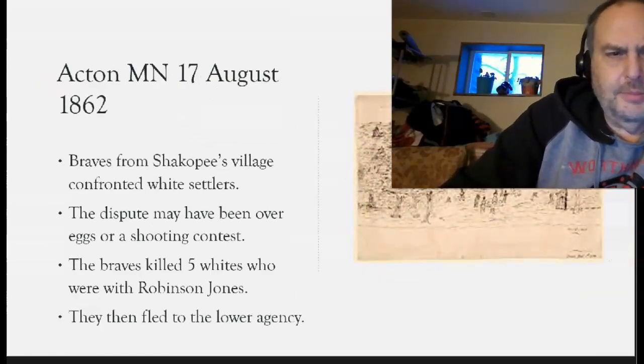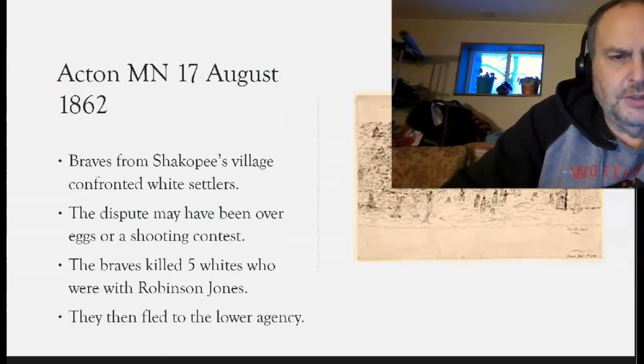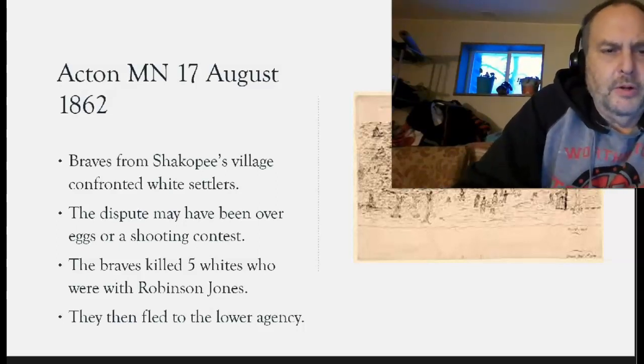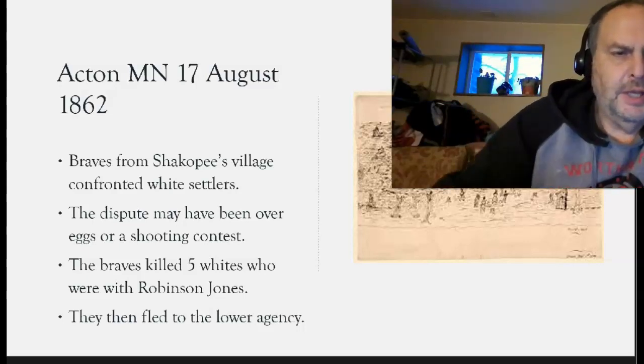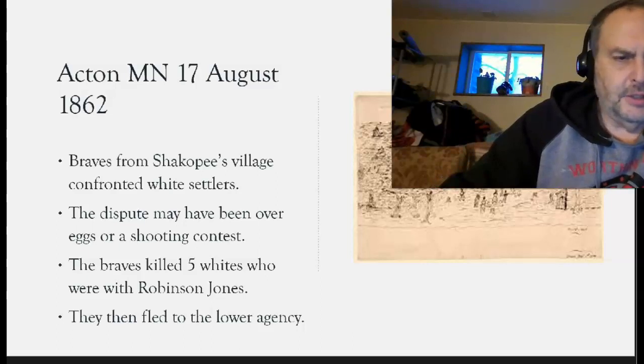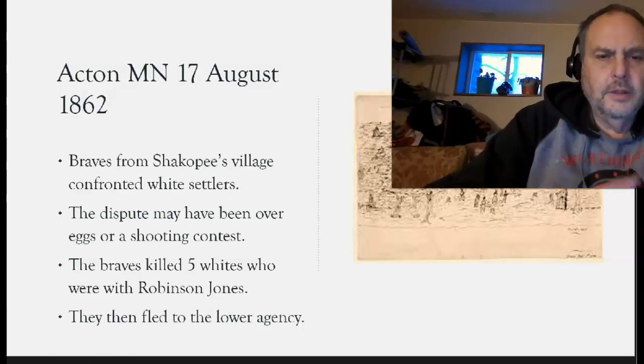All right. Acton, Minnesota, that's where the first shots were fired. It was some kind of dispute over the cost of eggs. Or it could have been a shooting contest, but Braves killed 5 whites, and one of the men killed were Robinson Jones. After the killings took place, they fled to the lower agency, and they told the elders and the chiefs, and the men assembled to decide what to do.